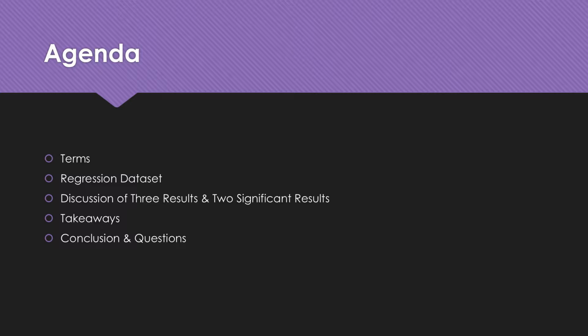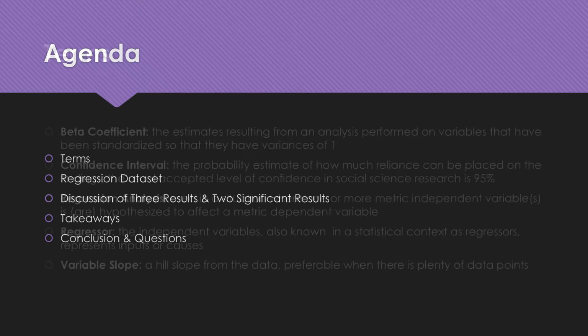This is our agenda. First, we're going to start with the terms and definitions. Then we're going to move into the regression data set. Following that, we're going to have a discussion on the 3 results and the 2 significant results. After that, we'll discuss some important takeaways, and then we'll end with the conclusion and take questions there.